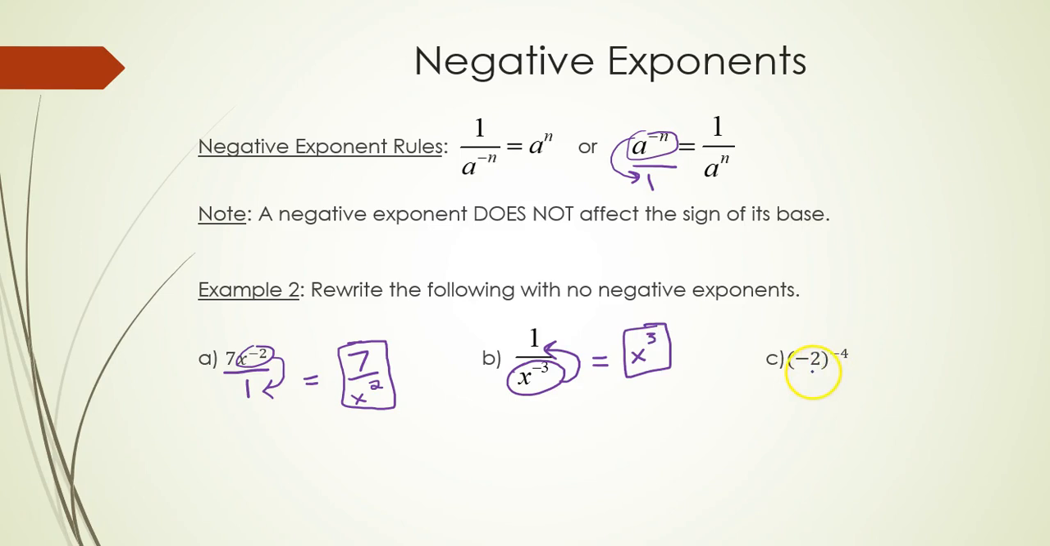Last but not least, you have negative 2 all to the negative 4th power. I'll write it over 1 just so we can see how it looks as a fraction. I literally take the negative 2 to the negative 4th power and move it to the bottom of the fraction. The power becomes positive. So your job now is to evaluate negative 2 to the 4th power. It's positive 16.